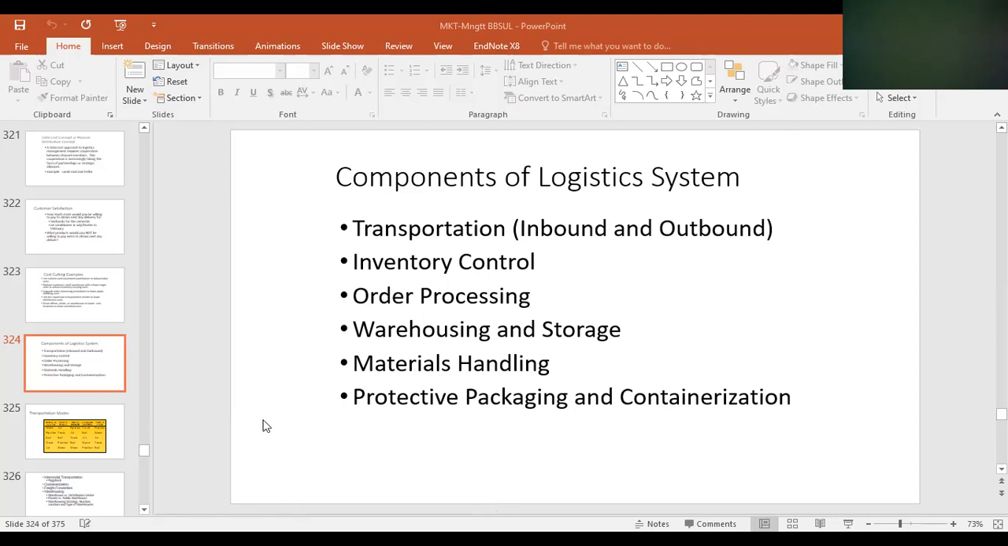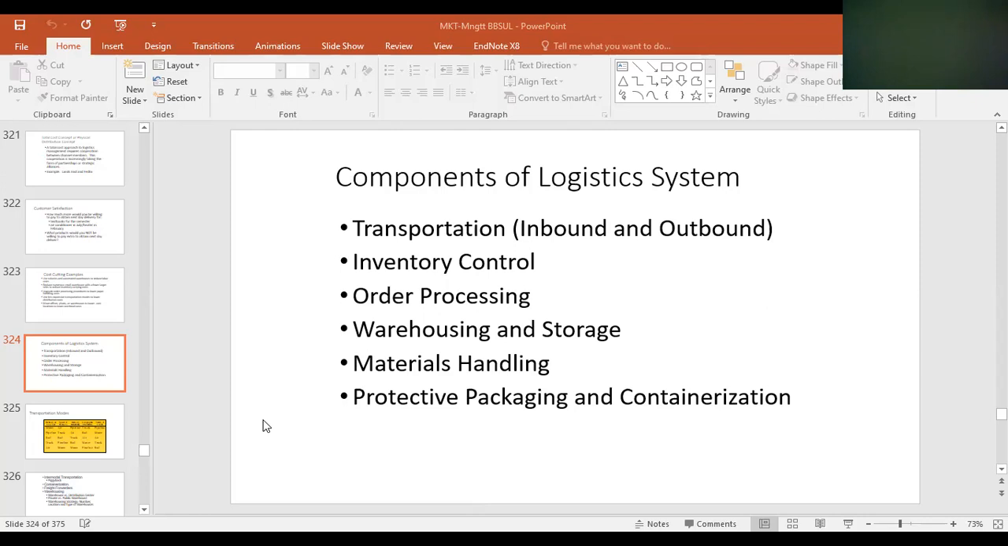Yesterday we were discussing the components of the logistic system. The requirement for a logistic system is the delivery of medicine from the factory to the distributor, consumer, wholesaler, and retailer. So the components, first of all, are transportation, inbound and outbound.